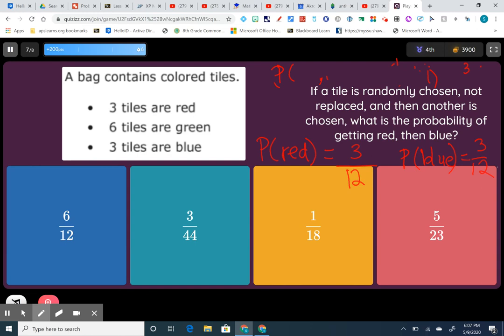3 times 3 is 9. And 12 times 12 is 144. So 3 goes into 9 3 times. And that's the only one that has the numerator for 3. So I'm going for 3/144.